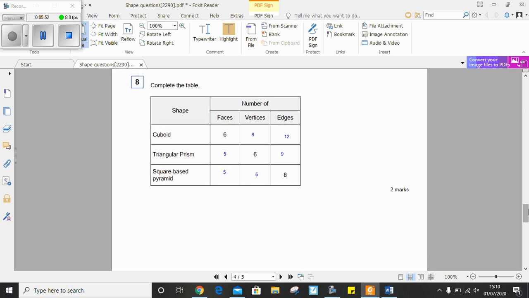Right, again, this takes a lot of picturing these shapes in your head and trying to count them round. So a cuboid has 6 faces, 8 vertices, and 12 edges. A triangular prism has 5 faces, 6 vertices, and 9 edges. A square-based pyramid has 5 faces, 5 vertices, and 8 edges.